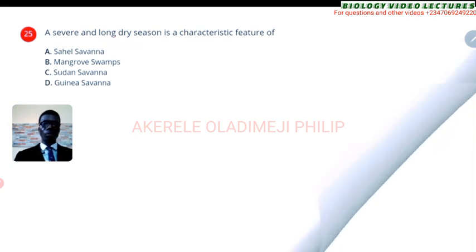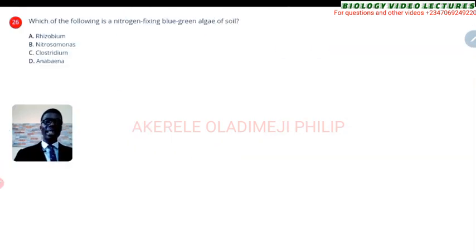Which of the following is a nitrogen-fixing blue-green algae of soil? Interesting. So it is nitrogen-fixing, it's also blue-green. The answer to that is Anabaena. It can photosynthesize, seriously, and it can also fix nitrogen. So it also feeds using chemicals, so we call it cyanobacteria also. So both Clostridium, Nitrosomonas, and Rhizobium are basically chemosynthetic bacteria, so to say. They play a role. This one fixes nitrogen.